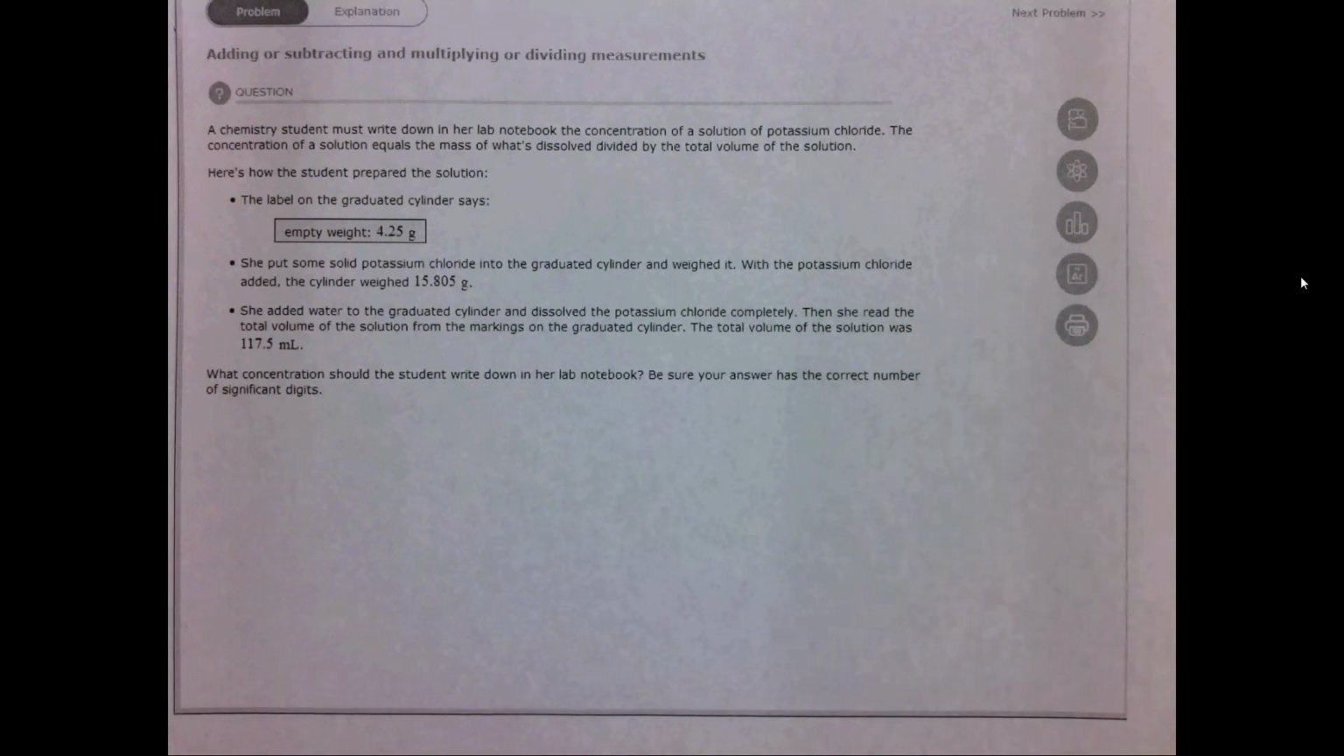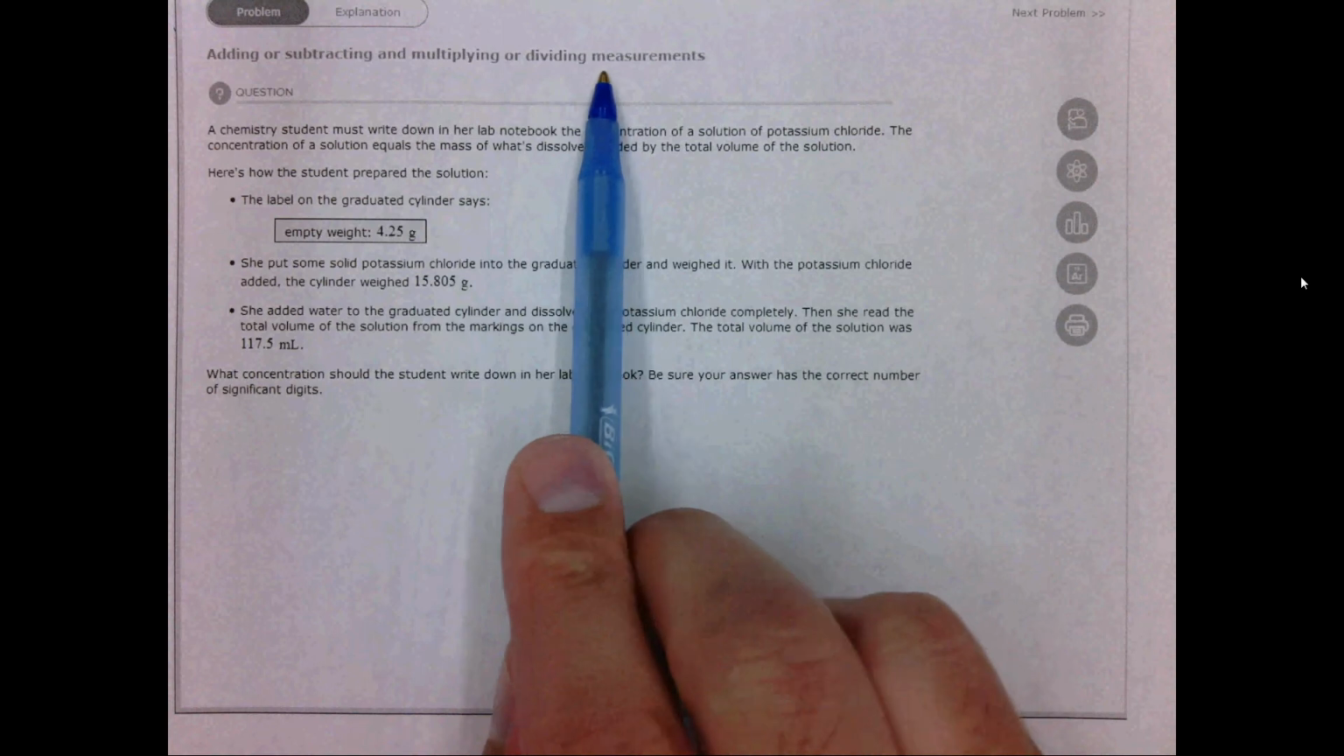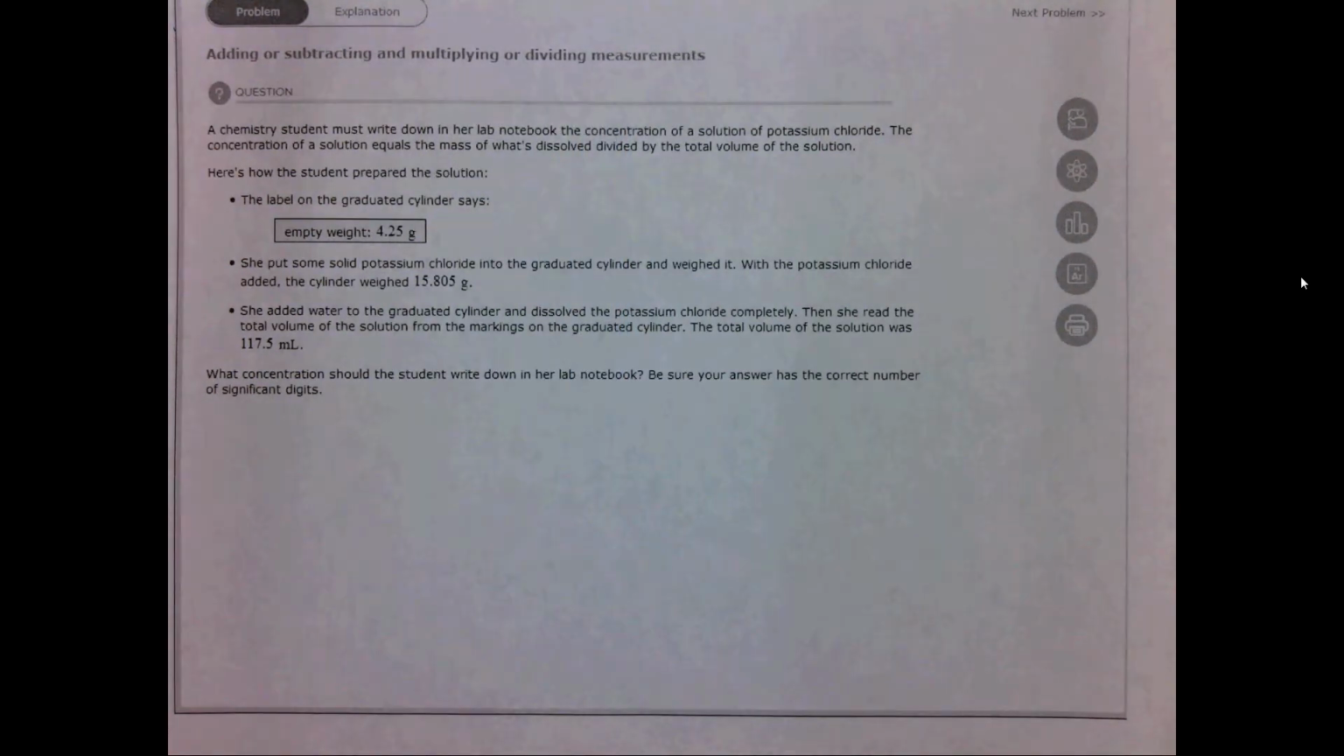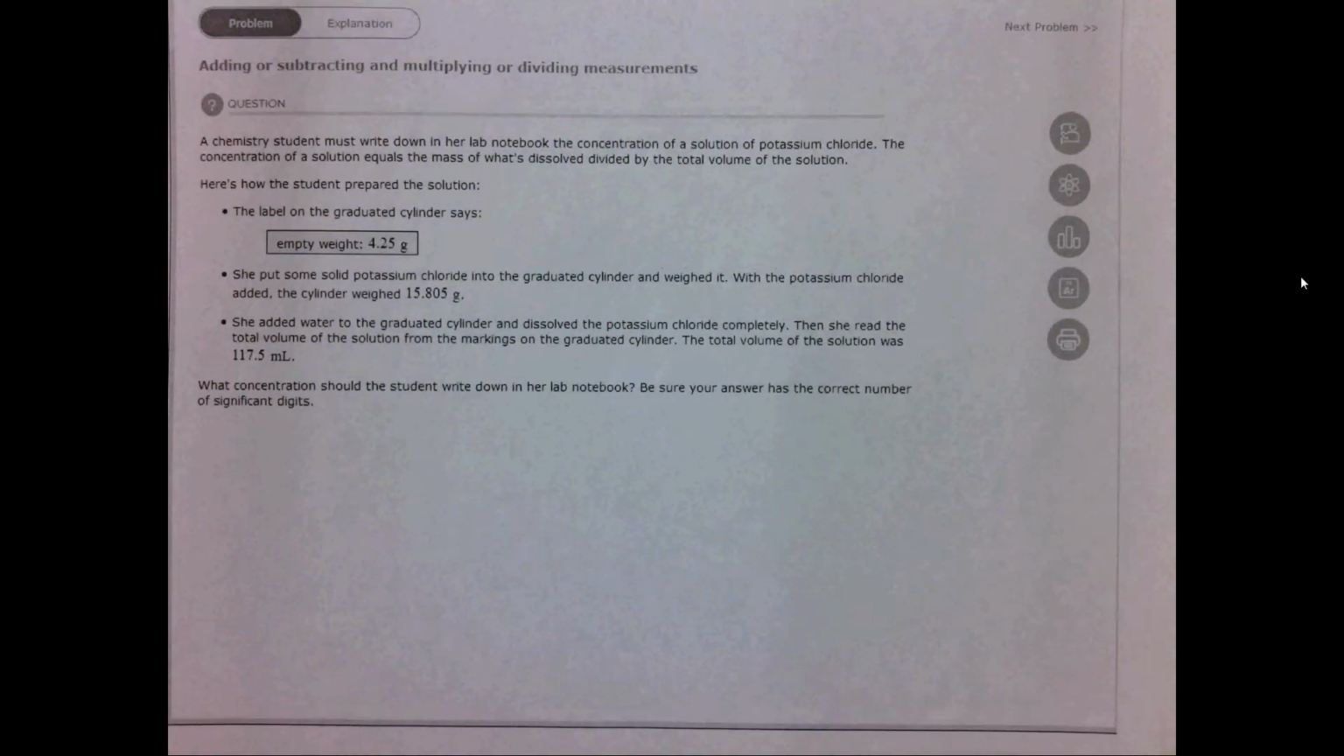In this question, we're asked to find the concentration in grams per milliliter of a solution made by a student. In several other questions in this section, you're asked to do an average. When you're considering adding and subtracting and multiplying and dividing in measurements and you're asked to do an average, do not consider the number at the bottom of the average, the number of samples you have when you divide.